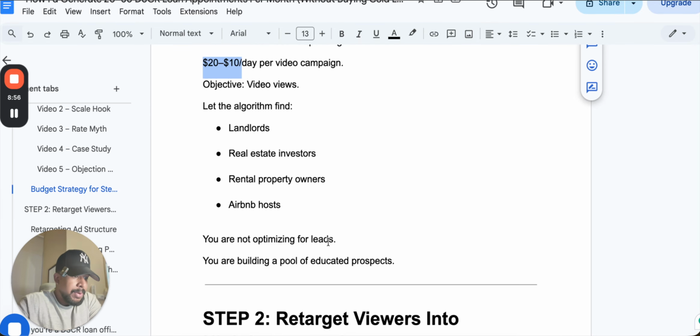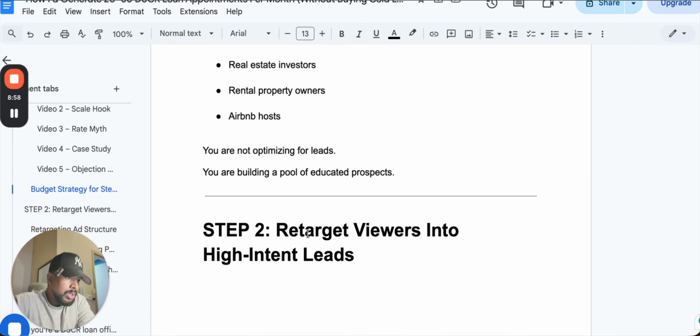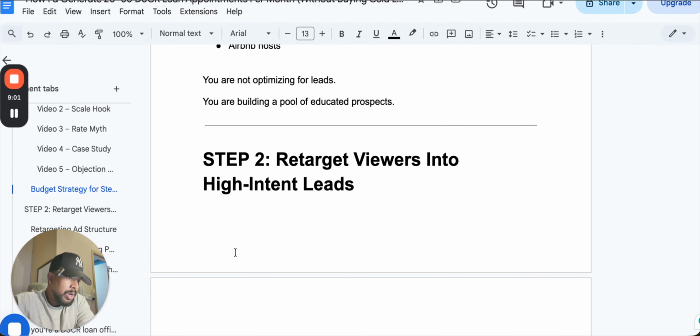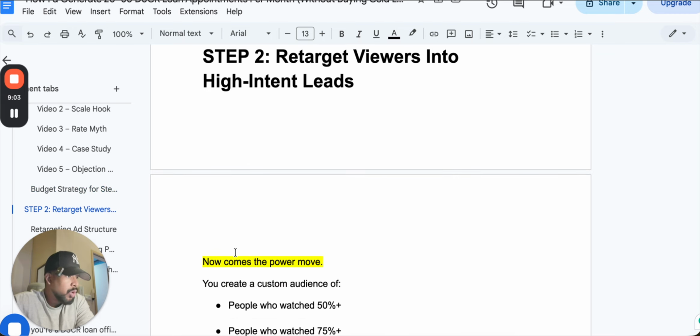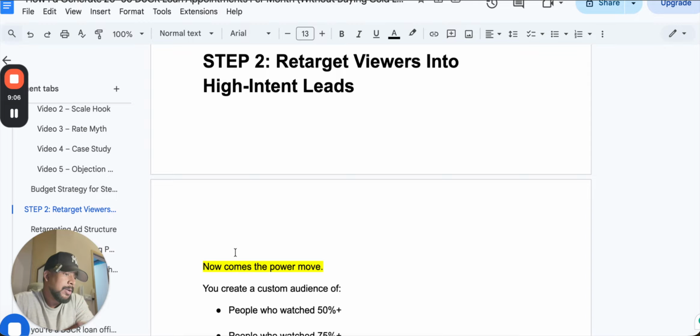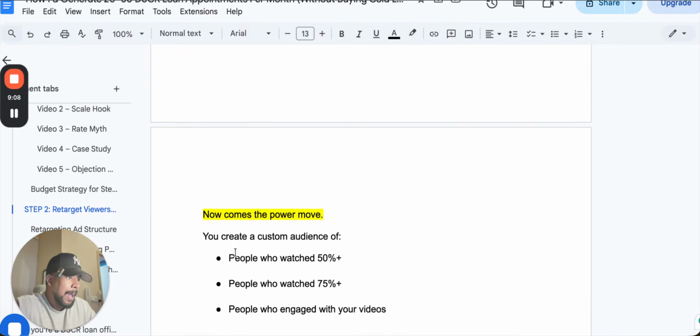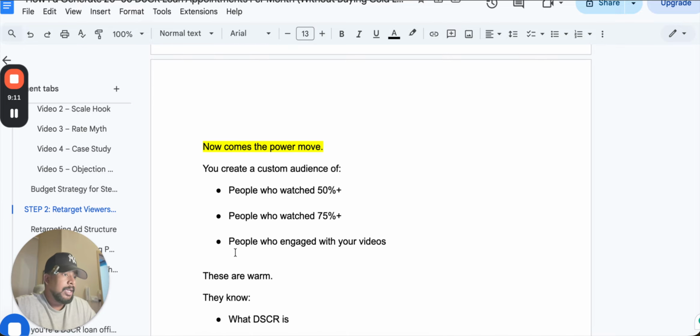Now let's come to step number 2, which is retargeting viewers into high intent leads. This is where the power move happens. This is where we're going to convert the viewers into leads. The second campaign we're going to run is basically a custom audience, so 3 kinds of campaigns. You can either make this one campaign with 3 ad sets, or make 3 different campaigns, depending on the ad spend you have and how much you can spend per month. But I would recommend starting with one campaign and then 3 ad sets like this.